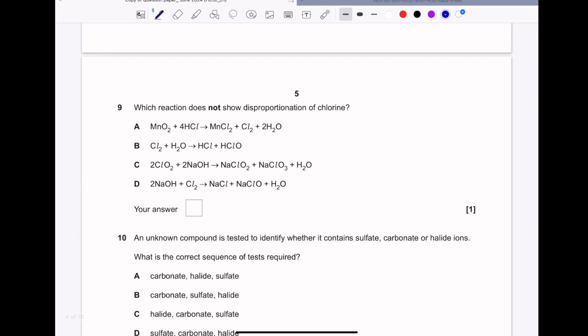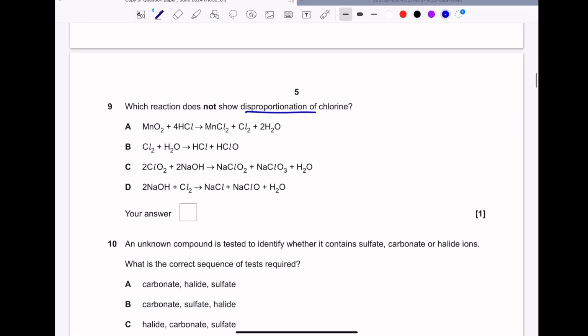Right, question 9 is which reaction does not show disproportionation of chlorine? Disproportionation is when the same element is both oxidized and reduced. So looking for chlorine, so we're looking at not disproportionated. So in this one, chlorine's oxidation is -1. Over here, it's also -1. Over here, it's 0. So this is not disproportionation because we can only see it oxidized, but we cannot see it reduced. So yeah, the answer is A.